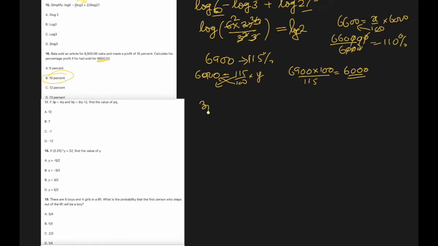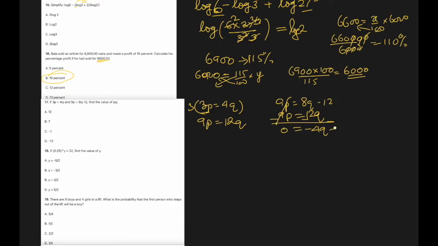If 3p equal to 4q and 9p equal to 8q minus 12, find the value of pq. So since 3p can be converted to 9p by multiplying by 3, this equation becomes 9p equal to 12q, which we can write below this and subtract. This cancels. 0 equal to 8 minus 12 is minus 4q minus 12. So minus 4q we can bring to the left side. 4q equal to negative 12. Q is negative 3.